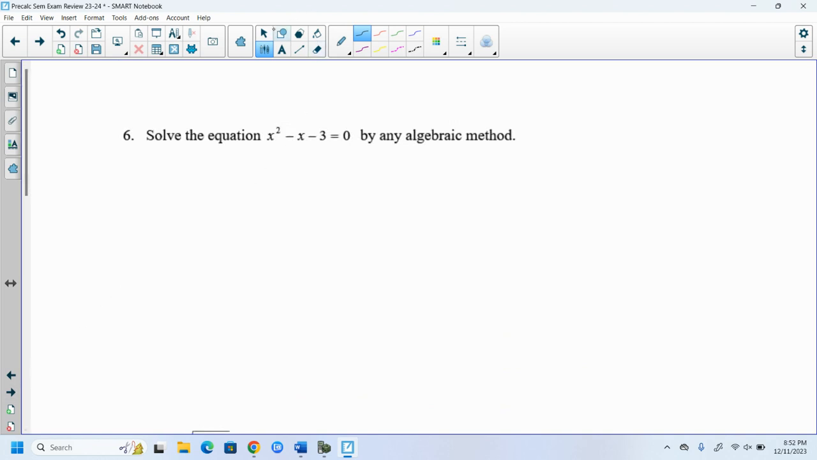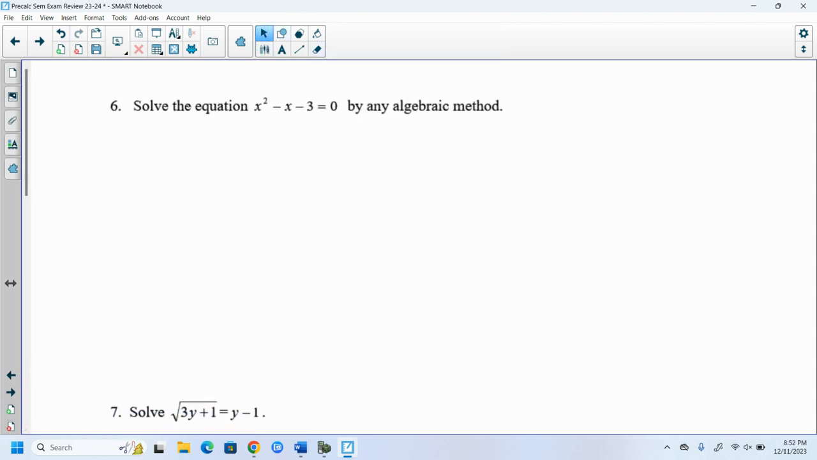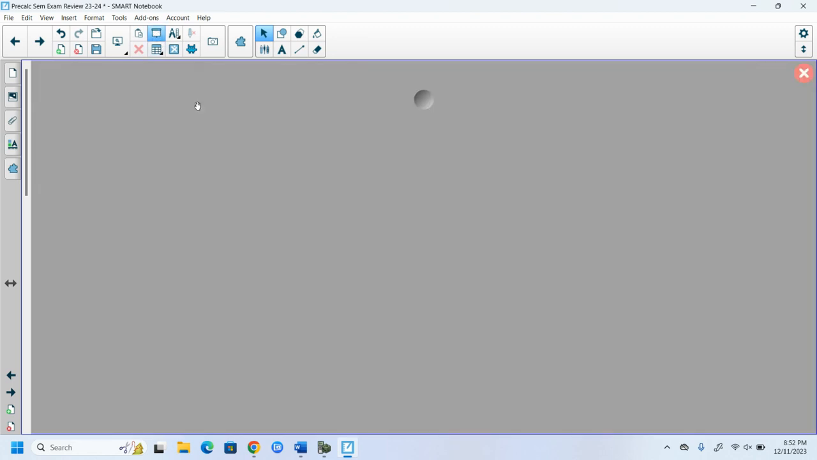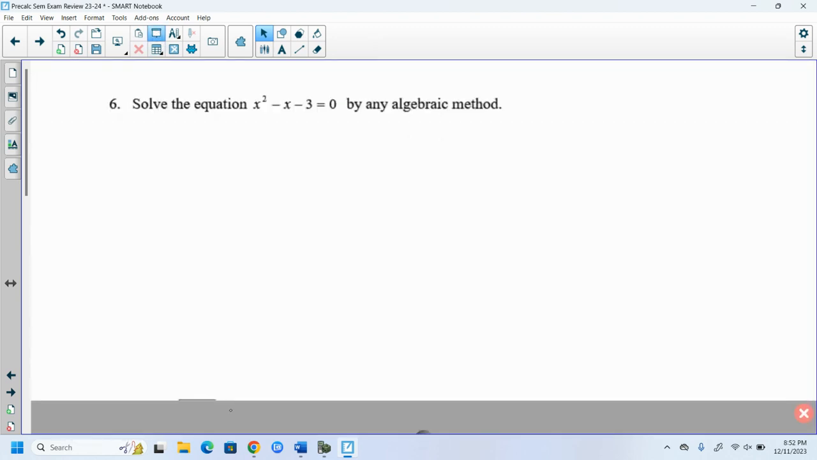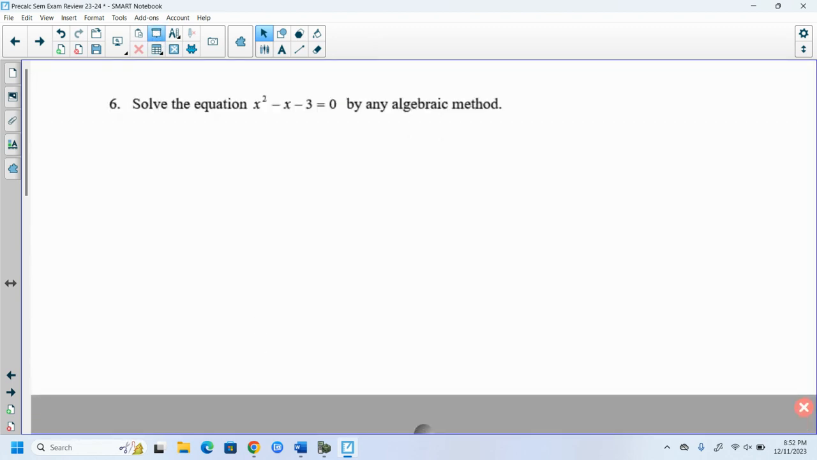All right, number 6, solve. You got a quadratic. It doesn't matter how you solve it. But my first look is factoring. What multiplies to negative 3 and adds to negative 1? Nothing works. So if it doesn't factor, you get two choices: complete the square or quadratic root formula. I tend towards quadratic root formula. It doesn't matter which one we use.